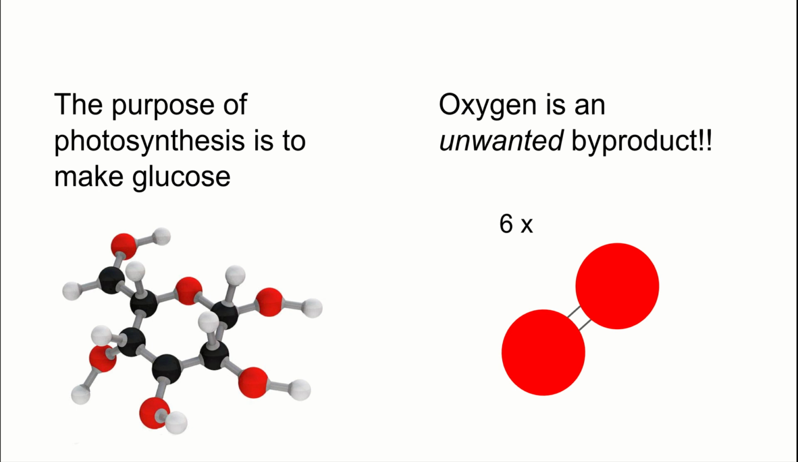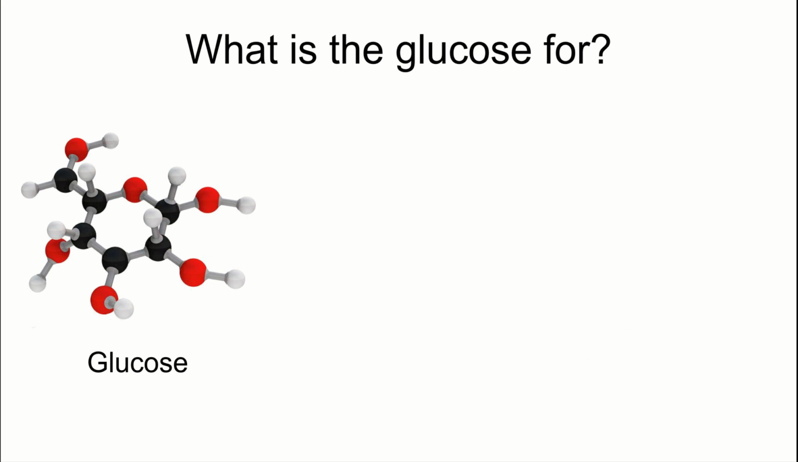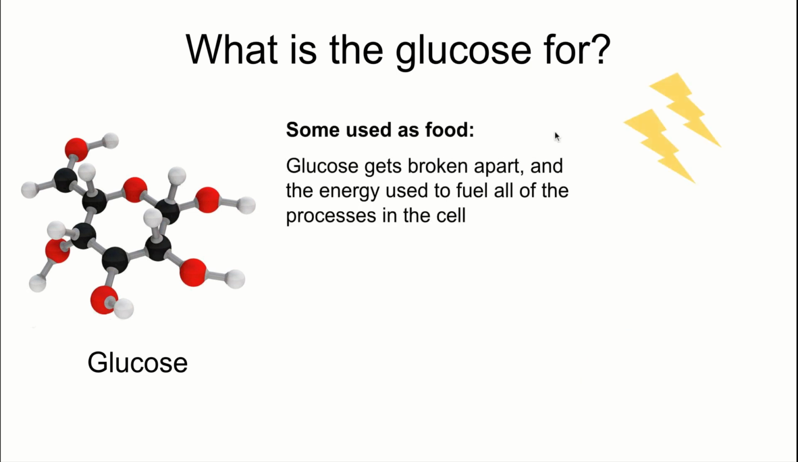But why? What's the purpose of glucose? What is the glucose for? Well, some of the glucose gets used as food. And this is really, really, really important. That glucose, with all of the energy stored inside of its bonds, gets broken apart. And the energy is used to fuel all of the processes in the plant cells and in whoever's eating that plant as well. This process is called cellular respiration. And that'll actually be the next topic that you learn about.